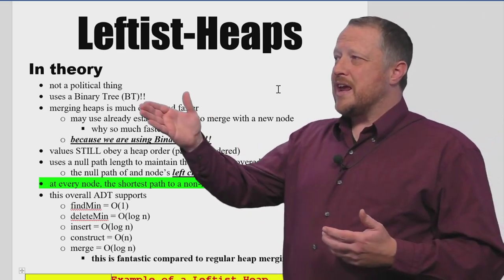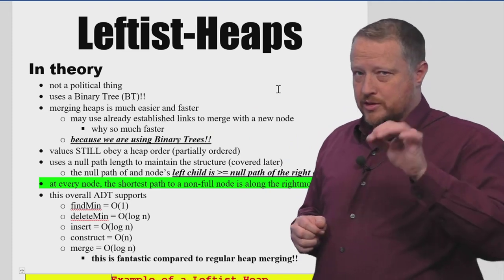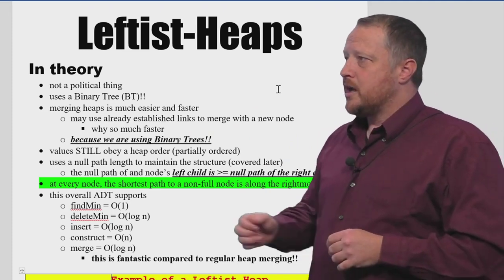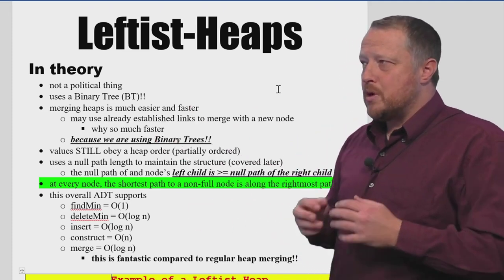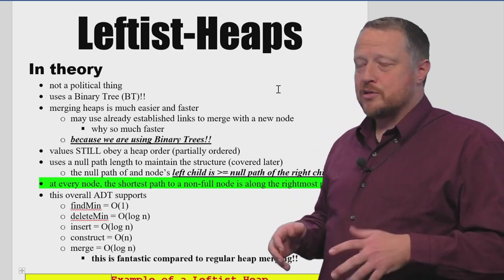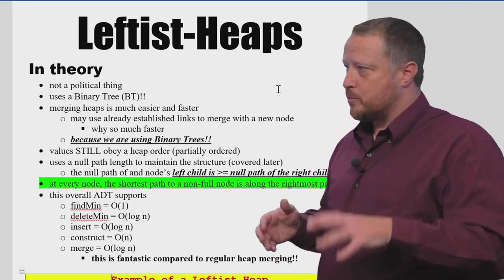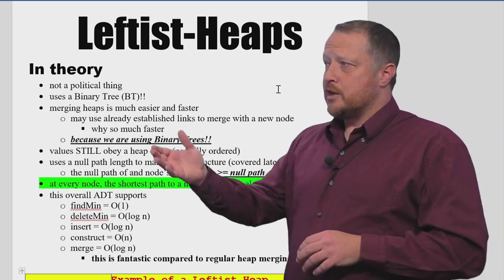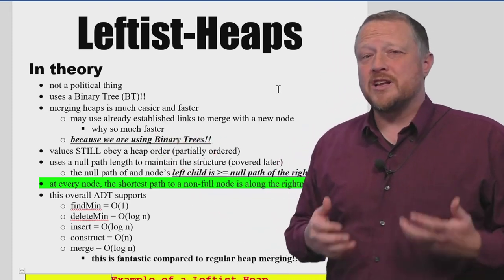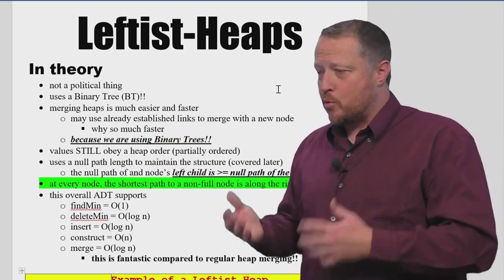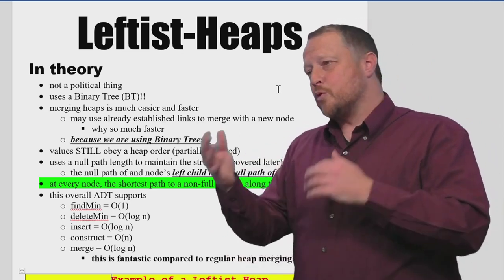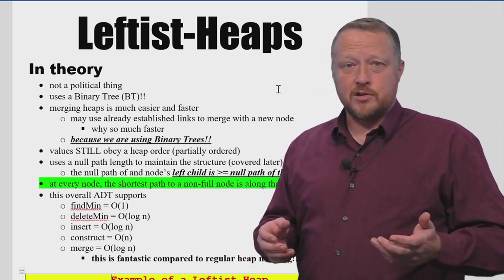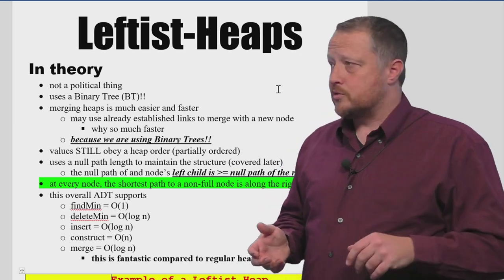So it uses a binary tree. Notice it's not a search tree, it's a binary tree. It merges heaps much easier and faster, and that's the algorithm that I'll go over here in a little bit, so bear with me. It's also going to use established links that we already have, so if we're worried about how pointers work out, moving pointers and all that stuff, here's the good news: there's actually not a lot.